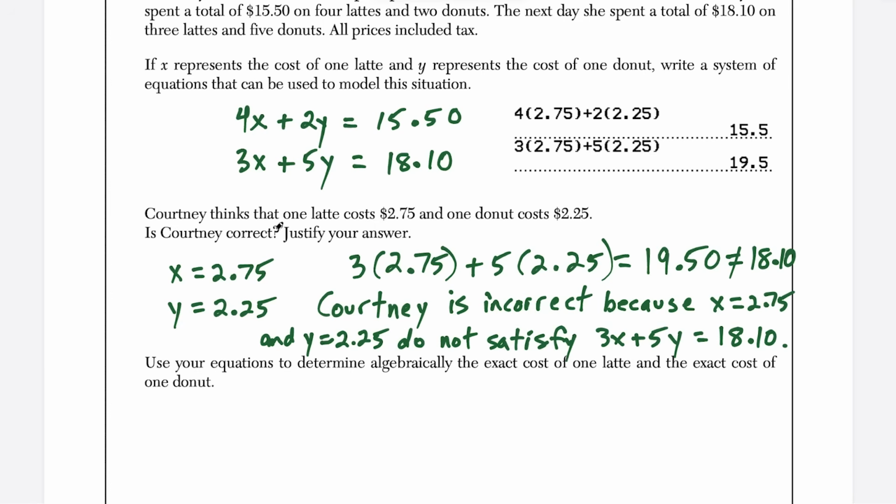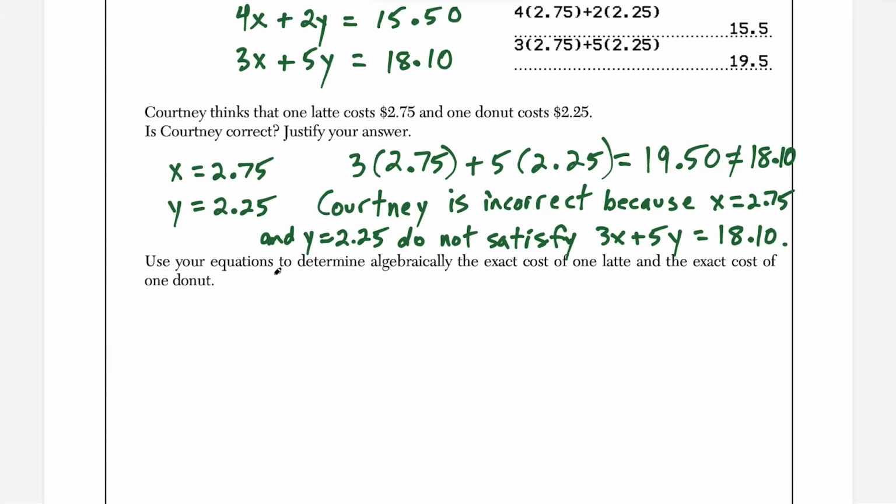Now, when they tell you to justify, that just means show work. So we probably could just get away with saying Courtney is incorrect and just leaving it there, because we're showing why Courtney is incorrect. So now for the last part, we're going to use our equations to determine algebraically the exact cost of 1 latte and the exact cost of 1 donut. So I'll write down our system from before.